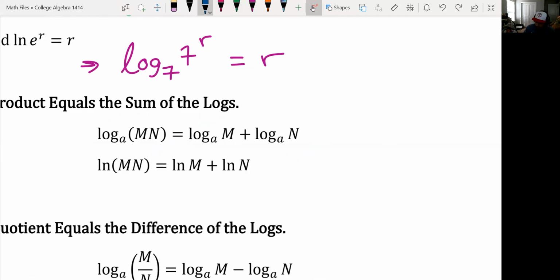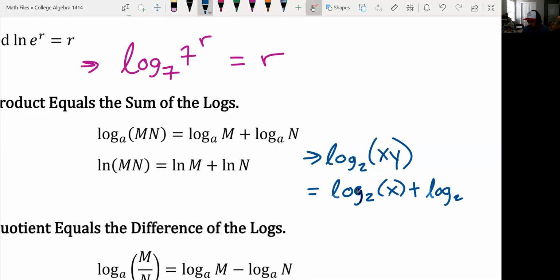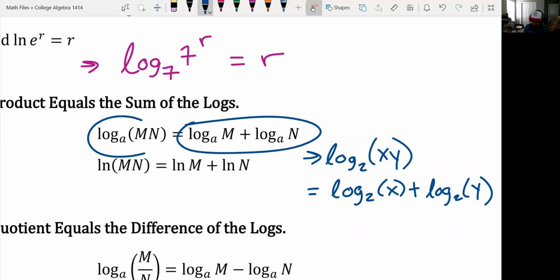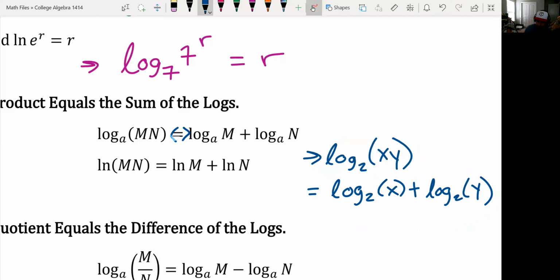All right, what's a good example of that? So I could say log base 2 of xy becomes log base 2 of x plus log base 2 of y. Okay, and remember that these can also be reversed. So you can take log base 2 of x plus log base 2 of y and put it back as a single logarithm. So these work back and forth. So log base a of m plus log base a of n can become log base a of m times n. So you can work these both ways. Same with the natural logs. Okay, so that is the product to sum.